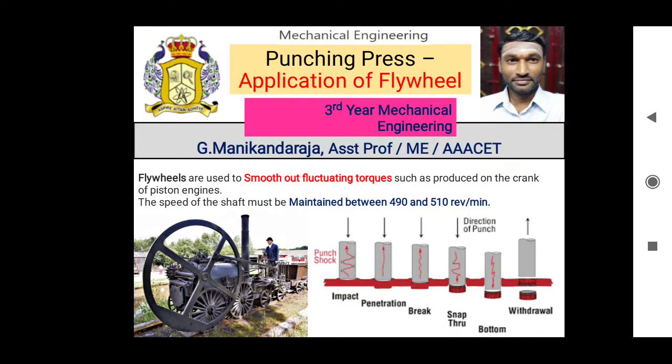Okay, so today's topic is the punching press. It's purely an application of the flywheel. With the help of the flywheel alone, we have to do the entire operation. In this dynamic manner, how much force and energy will be required before the punch and after the punch will be calculated here. Okay, this is the major role in this unit.